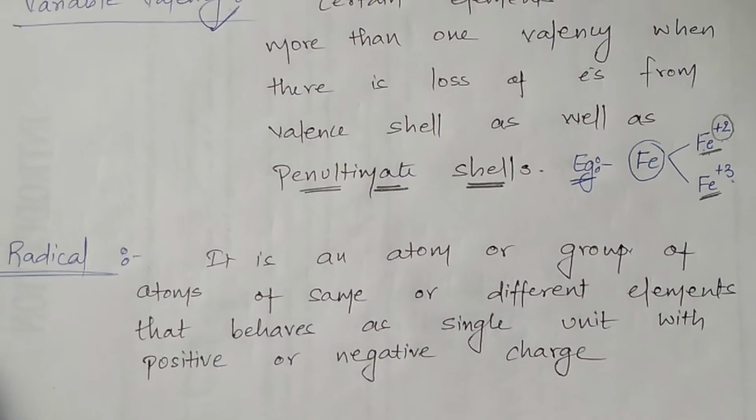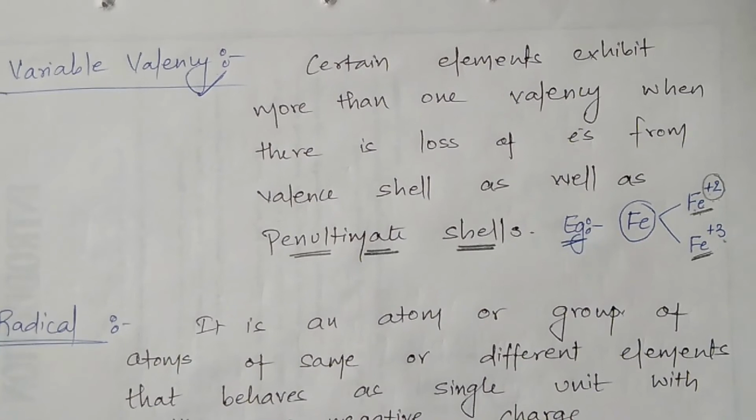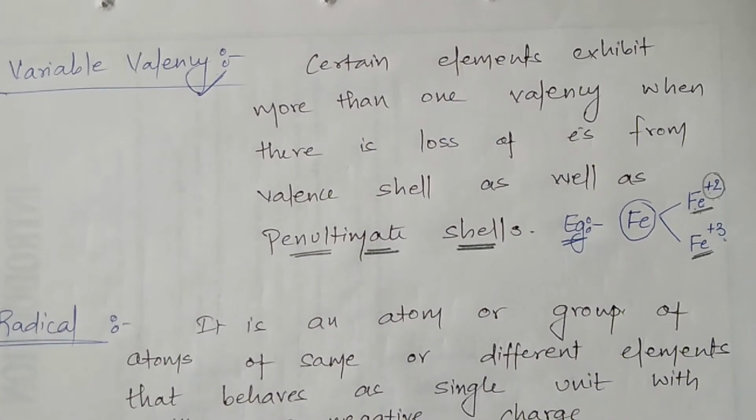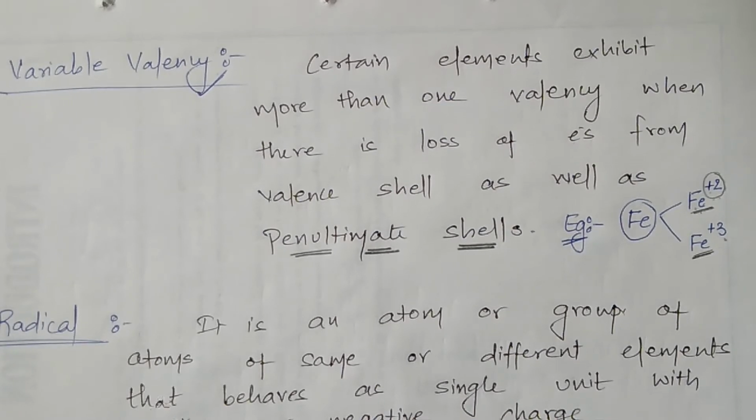Now what is variable valency? And why does it happen? Certain atoms or certain elements possess the variable valency. So why do they possess the variable valency? Now the concept will be crystal clear.